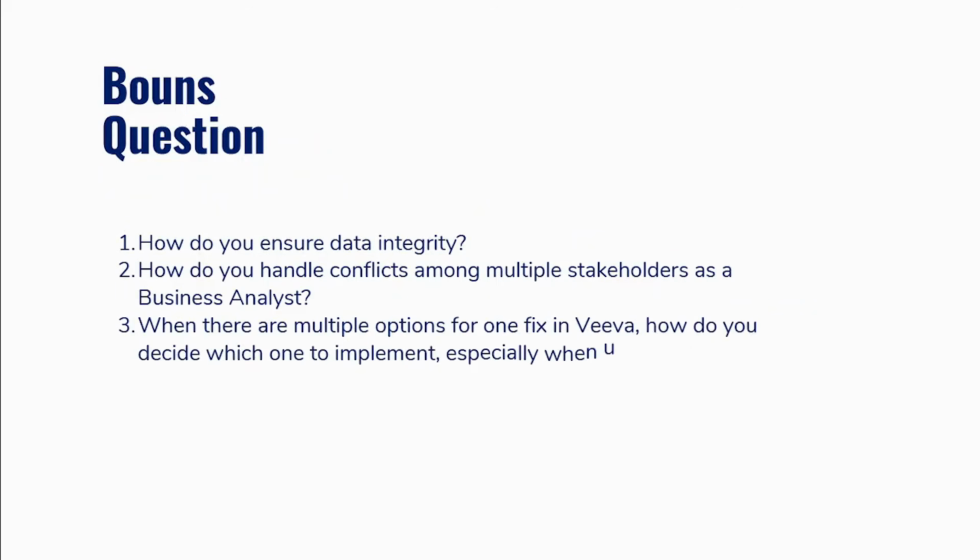Now, bonus question, how do you ensure data integrity? How do you handle conflict among multiple stakeholders as a business analyst? And when there are multiple options for, let's say, one fix in Veeva, how do you decide which one to implement? Definitely it's a chaotic situation, especially when users have differing opinions. So these are the bonus questions.